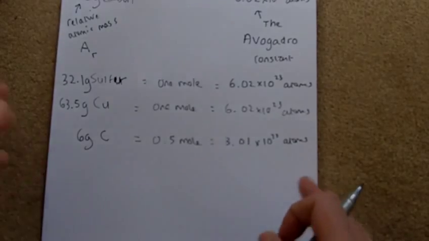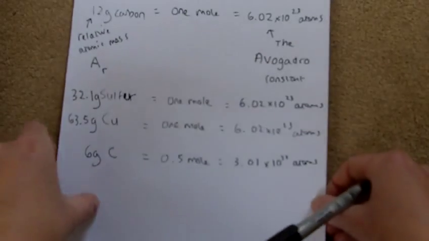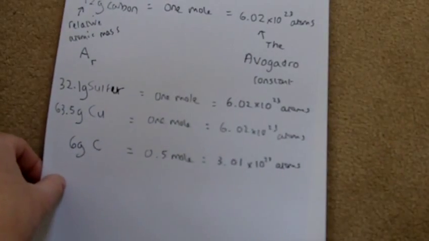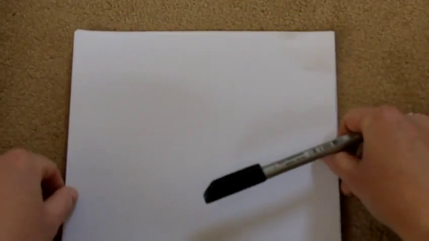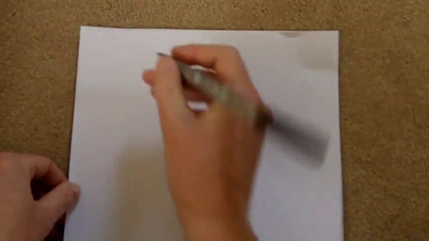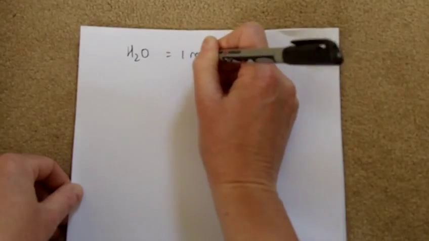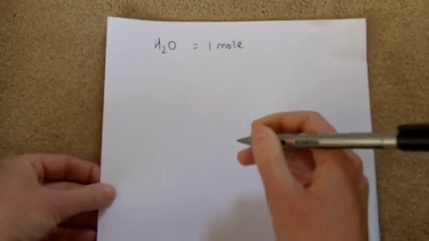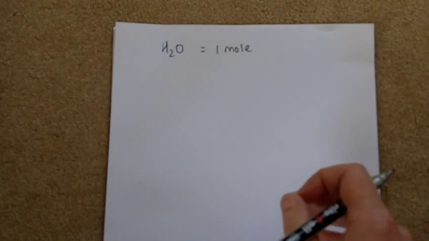Right, and this isn't just for elements on the periodic table. It can also be for molecules as well. So if you take, for example, water, the formula for water is H2O. And what is 1 mole of water? Now it's a molecule. This is not an element anymore, it's a molecule.